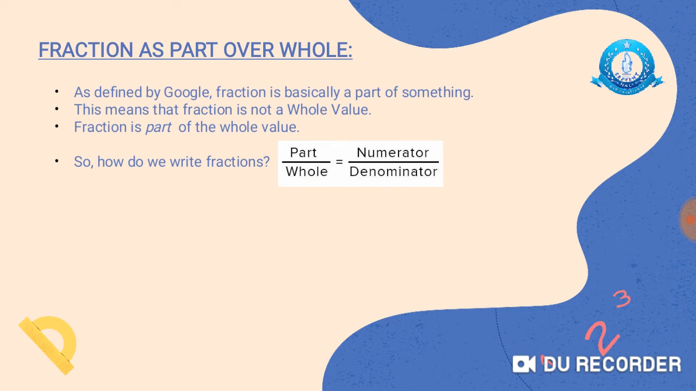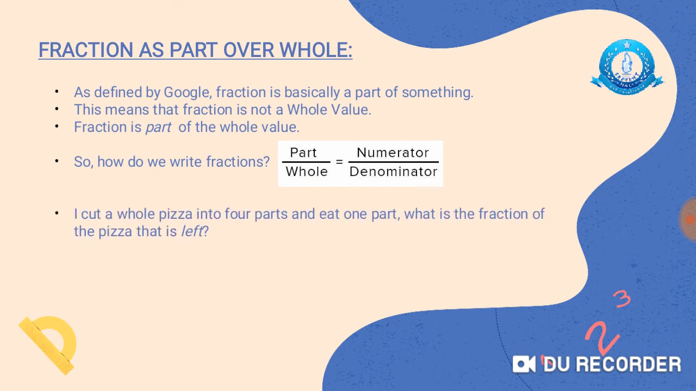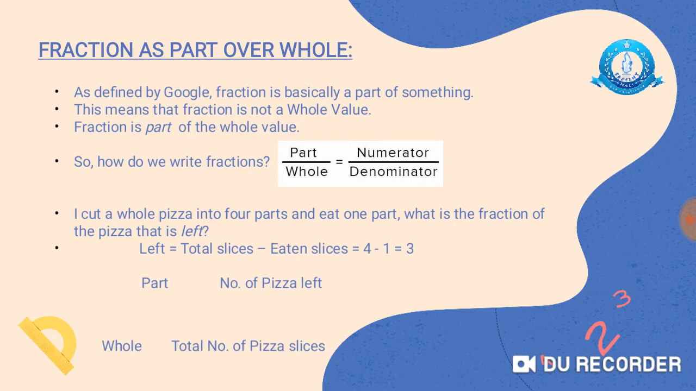Let's take an example now. I have a pizza in front of me which is cut into 4 equal parts and I decide to eat one part. What is the fraction of the pizza that is left? So the direct data for the number of slices of the pizza that are left is not given to us. Quickly do the math. Out of 4 parts, I eat 1 part. How many parts are left? Yes, 3 parts are left.